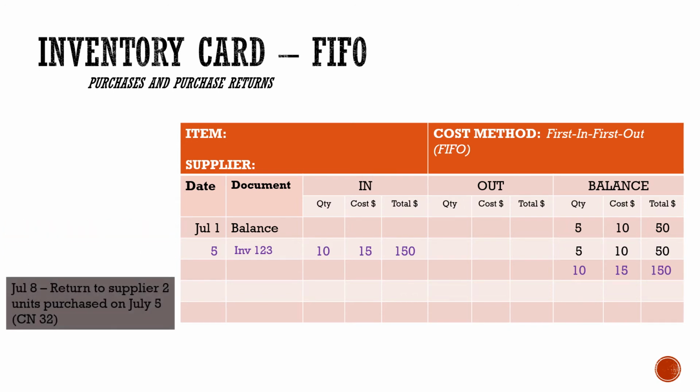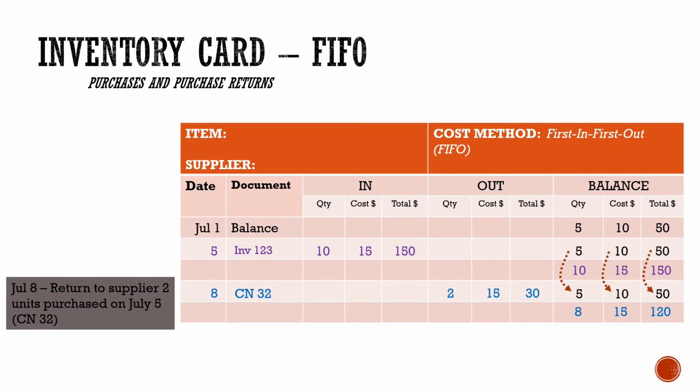On the 8th of July, we returned to our supplier 2 units that were purchased on the 5th of July. And here we have 2 units going out. Because the 2 units that we've returned related to the purchases that were made on the 5th of July, there weren't any changes made to the first batch of inventory that we have.